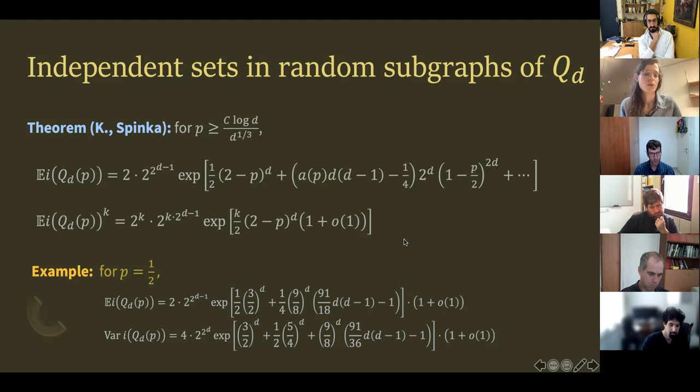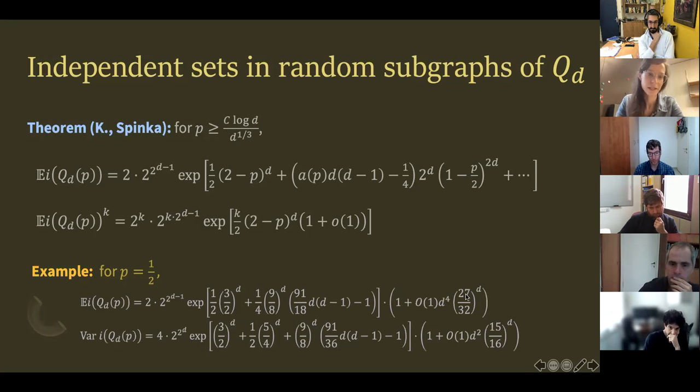Okay, so let's just see what it gives us. For example, for P equals 1/2, we can get a very closed form for the expectation and for the variance. You can just plug in the numbers and calculate them and get something that looks like this. Once again, this little-o(1) term can be calculated.